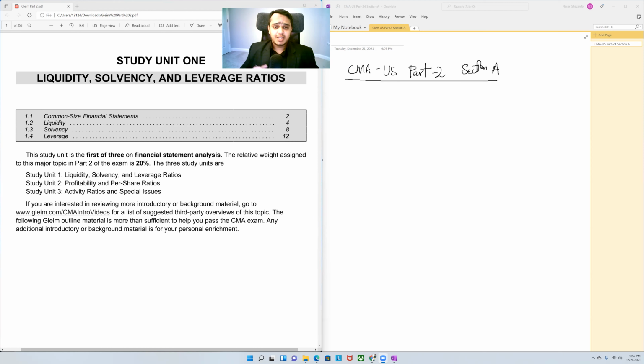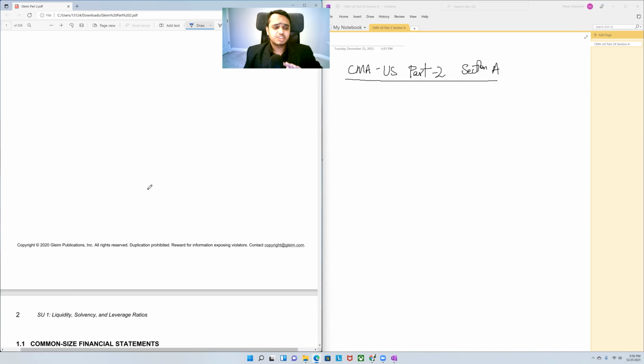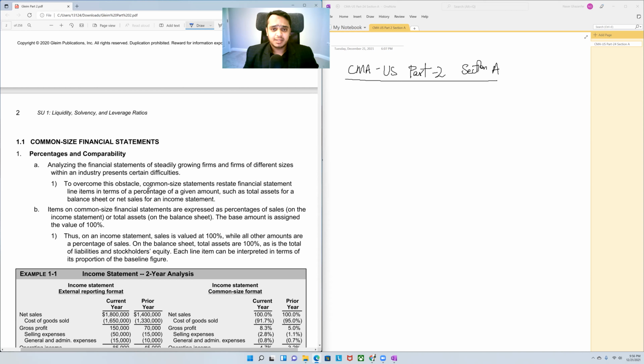All right, so let's get started. In financial statement analysis, we have three chapters as per the Gleim material. You can see liquidity, solvency, leverage ratios, profitability, per share ratios, activity ratios, and special ratios. So without further ado, let's jump into what exactly we are going to do here.